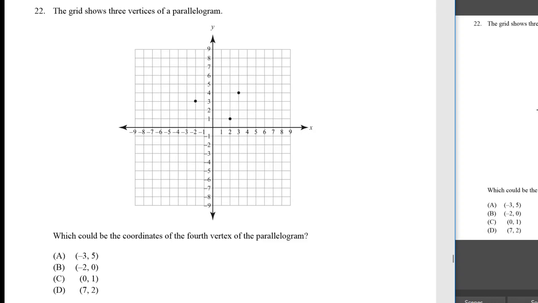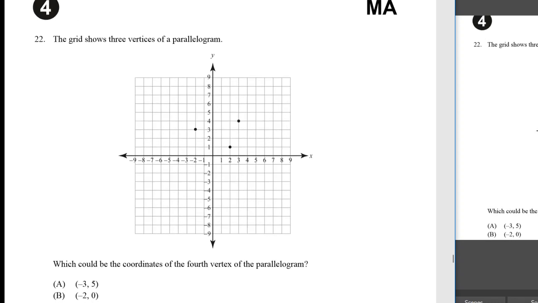Alright, number 22. The grid shows 3 vertices of a parallelogram. Which could be the coordinates of the 4th vertex of the parallelogram? So this one, you just plug in your 4 numbers and show which one gets you a parallelogram. So if I do that, -3, 5, clearly not a parallelogram, so it's not A. -2, 0.